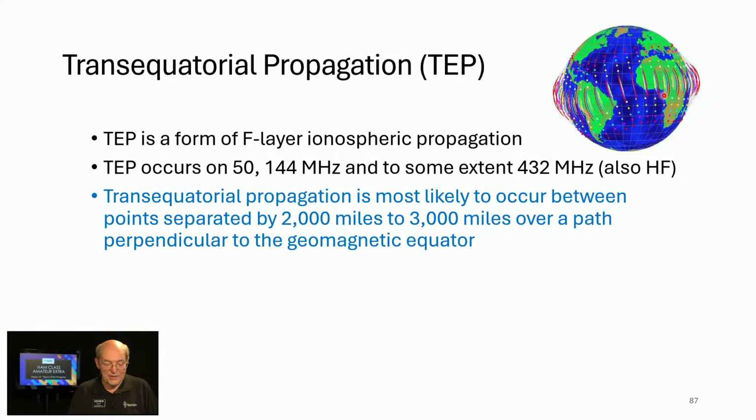Now here's an Earth, and here's these funny little lines showing their trans-equatorial paths. TE propagation is most likely to occur between points separated by 2,000 miles to 3,000 miles over a path perpendicular to the geomagnetic equator.